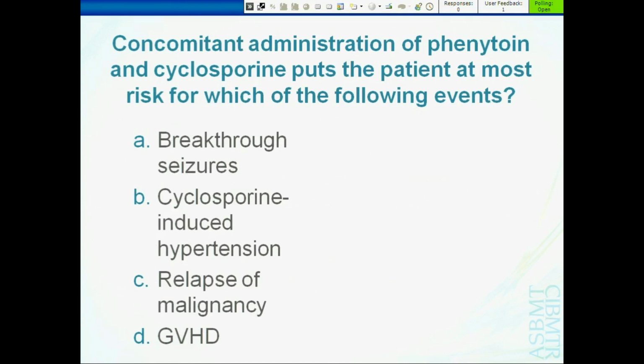So on to our third question. Concomitant administration of phenytoin and cyclosporin puts the patients at most risk for which of the following events? A, breakthrough seizures, B, cyclosporin-induced hypertension, C, relapse of malignancy, or D, graft versus host disease.